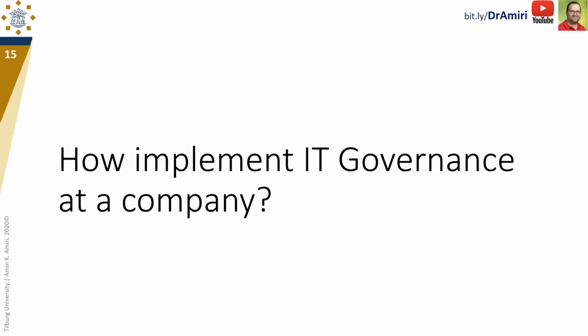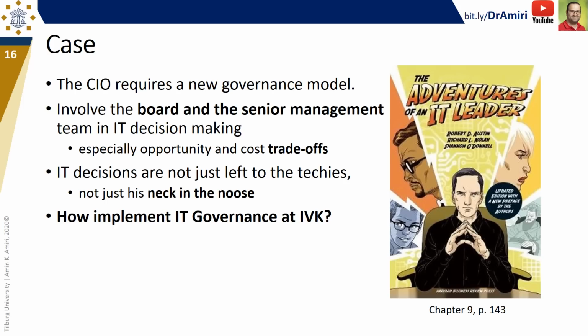In this video, I explain how a CIO can implement IT governance at a company. First, let me explain why we would like to answer this question. In Chapter 9, you learn that Jim Barton, the new CIO, requires a new governance model. He would like to involve the board and senior management teams in IT decision making. Especially, he wants them to do the trade-off between cost and opportunities, between risks and gains.